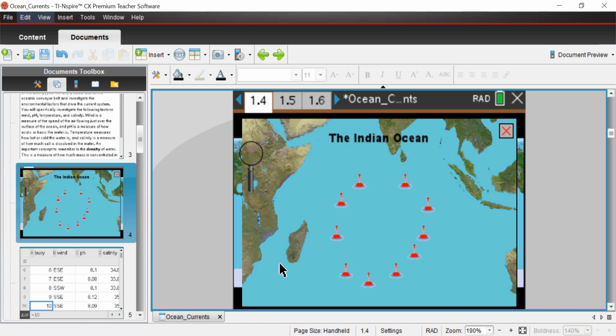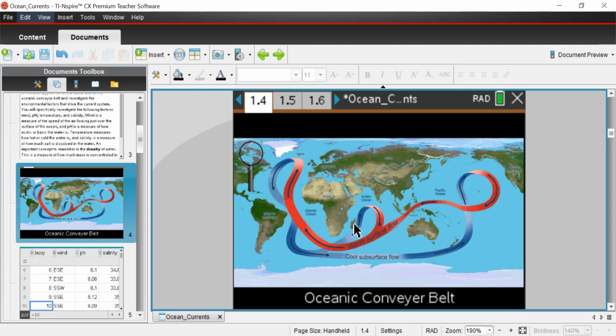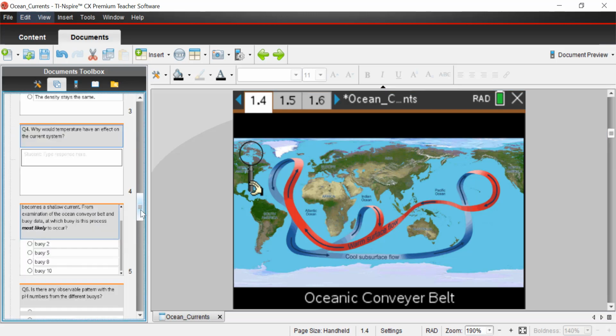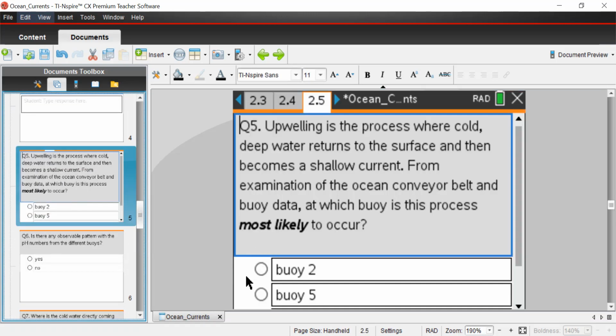So, here's Madagascar off the coast of Africa, and you can see it there. I'd say just past that, at the very top of that circle of buoys, was buoy 2. So I would say it'd be buoy 2 of the choices given. Okay, buoy 2.